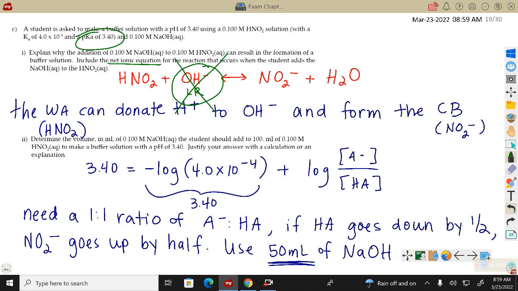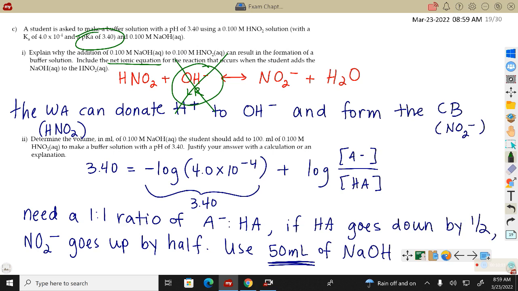At the halfway point, you've added half as much base as acid, so the base drops out, the acid goes down by half, and the conjugate base goes up by half. This is like looking at the halfway point in a titration, which then qualitatively we could say, okay, if I'm starting with 100 milliliters of 0.1 molar HNO2, and the base is also 0.1 molar, I want half as much. I want half the volume. So if I'm starting with 100 milliliters of acid, I want 50 milliliters of base.